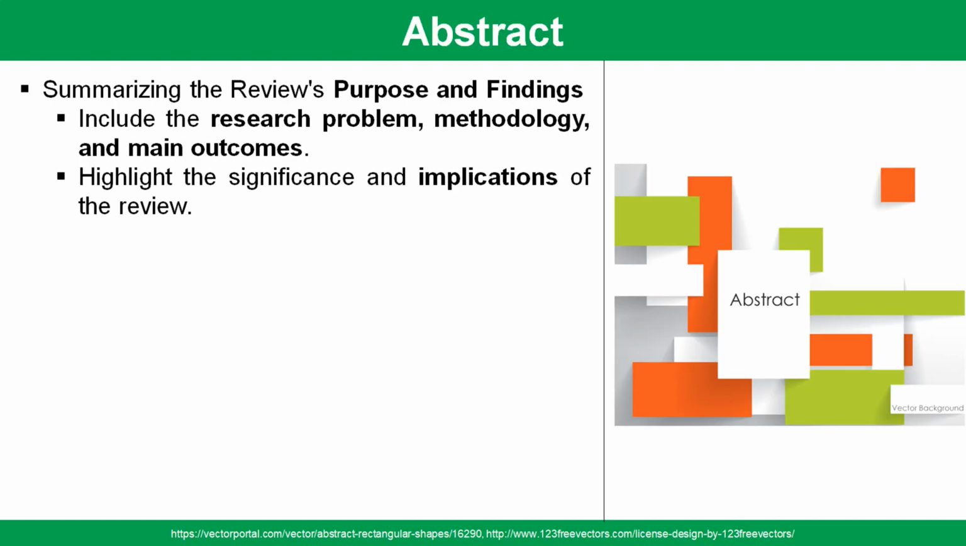Here, we will discuss the key components and considerations of crafting an effective abstract. Begin your abstract by succinctly summarizing the research problem, the methodology used to address it, and the main outcomes of the review. This provides readers with a clear objective of the study's scope and findings. Highlight the significance and implications of the review in addressing the research problem. Discuss the broader implications of the findings and their relevance to the field, demonstrating the importance of the study.